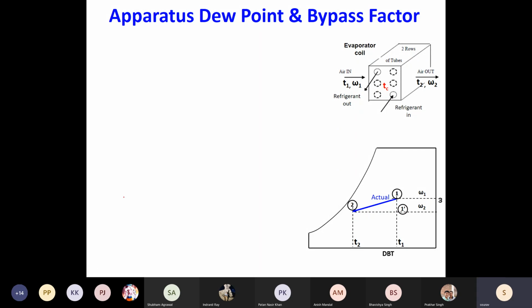So last class we were discussing the cooling and dehumidification process, where let's say this is the entry of the air into your evaporator coil. This is the entry condition. And if this is the process line the air follows, this is the exit condition. This is one, this is two. If you extend this line all the way till the RH equals 100% line, whatever temperature this denotes is called the apparatus dew point.